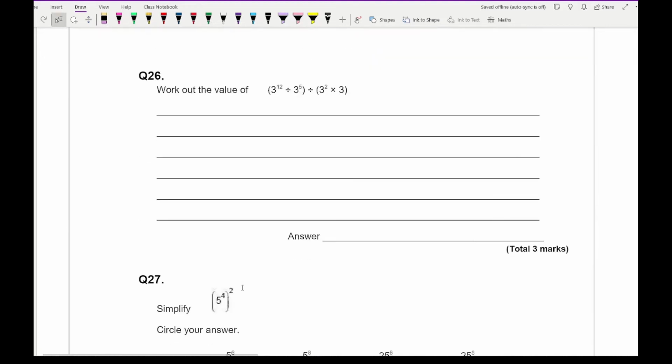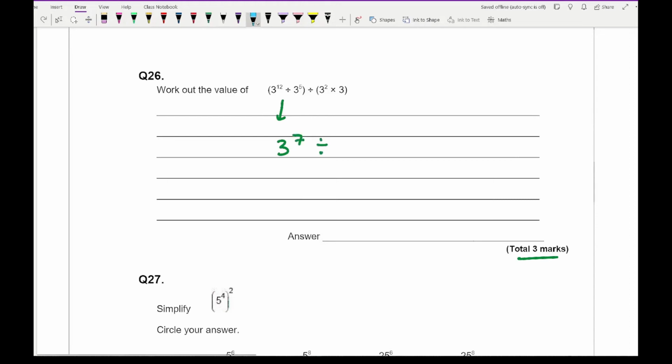So moving on to question 26, it says work out the value of this. And again, I could easily type this into my calculator, but seeing as it's worth 3 marks, I personally think this is a non-calculator question, but let's just go through it. Here, 3 to the power of 12 divided by 3 to the power of 5. Well, when we're dividing, we take away the powers. So that's going to be 3 to the power of 12, take away 5, which is 7.